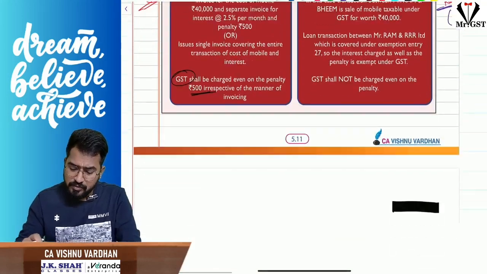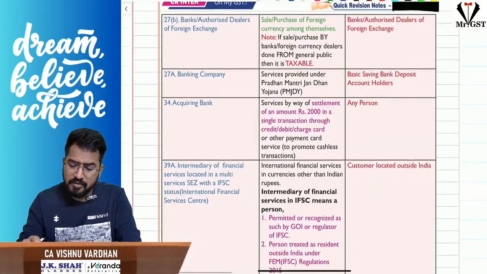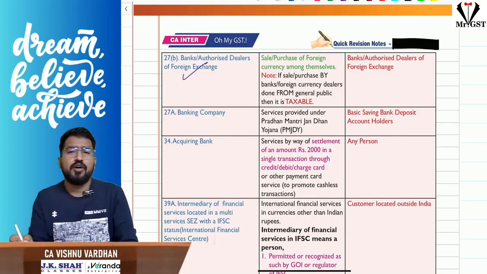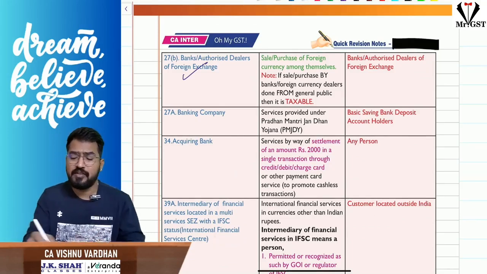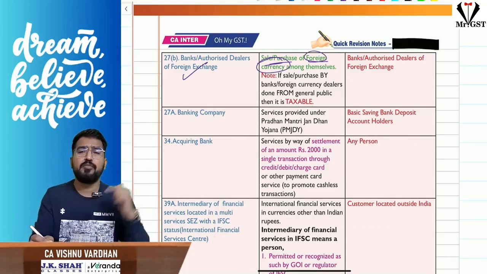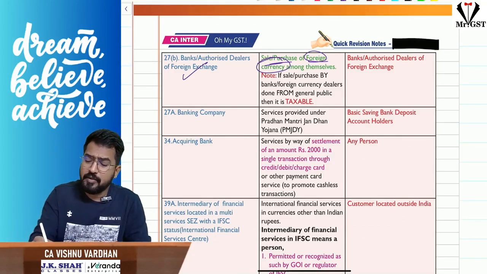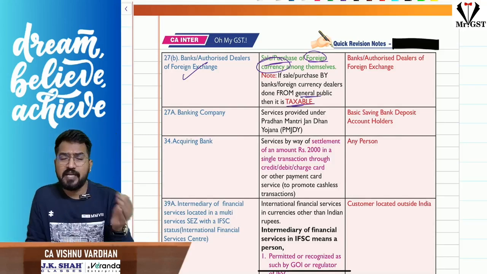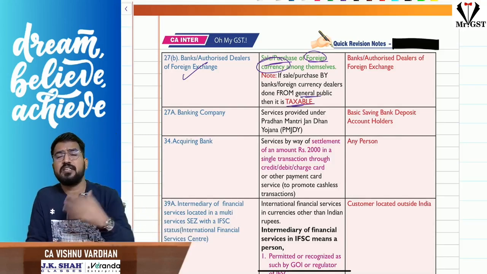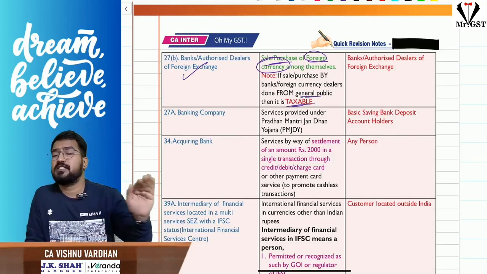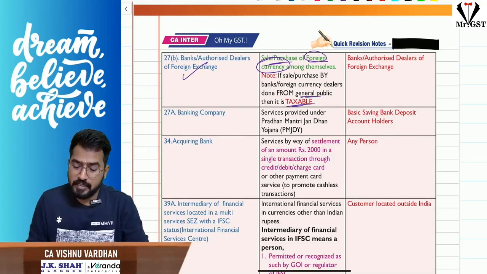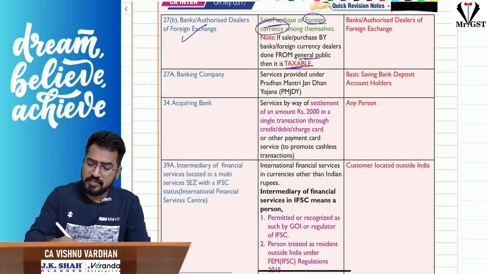So with this we are done with that particular entry, and next there are various entries here. Banks or authorized forex dealers among themselves, buying and selling foreign currency, that is exempt. But if these people are providing that to the general public, then it will be taxable. So I repeat, banks and foreign currency dealers providing services among themselves of buying and selling foreign currency for a commission, that is exempt. But if they provide the same thing to the general public, then it is taxable. So these things you can just manage.